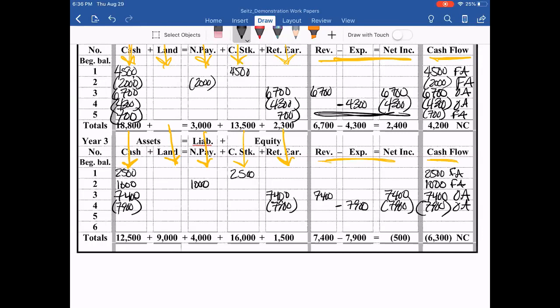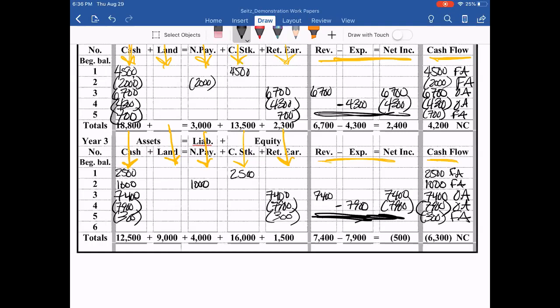And then 5, they paid dividends to stockholders. You're going to see a decrease in cash, decrease in retained earnings, but that does not hit the income statement because dividends are returned to the investor, financing activity.